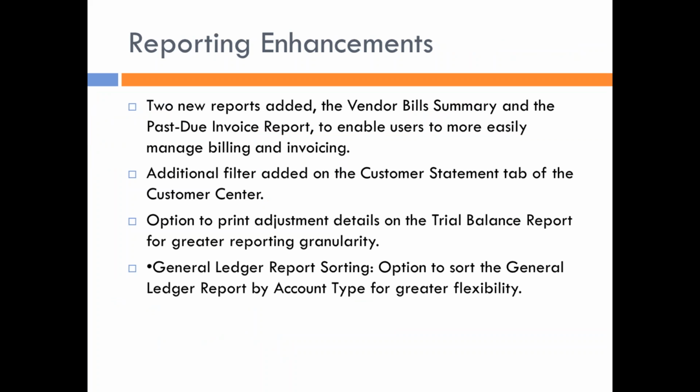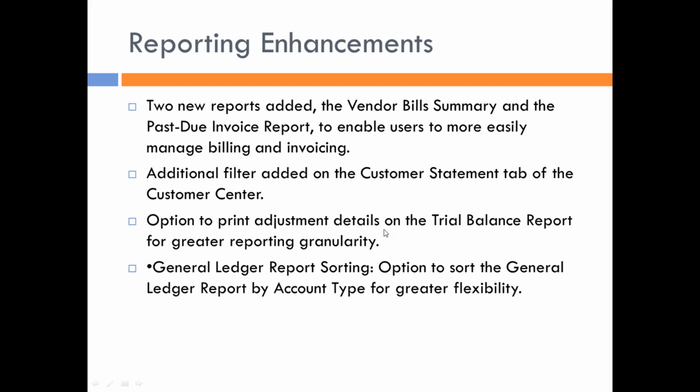Now we have several reporting enhancements that we've added. First of all, we've added 2 new reports. One is the vendor bill summary. One is the past due invoice report. They're kind of similar to aging reports, but they have a little bit more flexibility in them. And this enables users to easily manage billing and invoicing. We've also added an additional filter on the customer statement tab. Now the customer statement is no longer in the reporting section. Now customer statement is under sales, and then you go down to the customer center, and that's where it is.